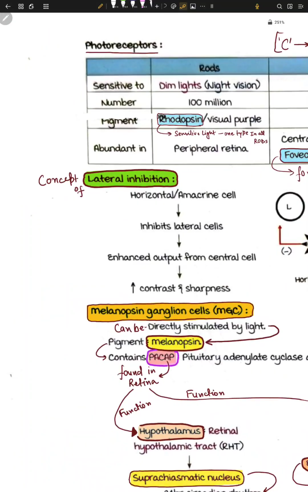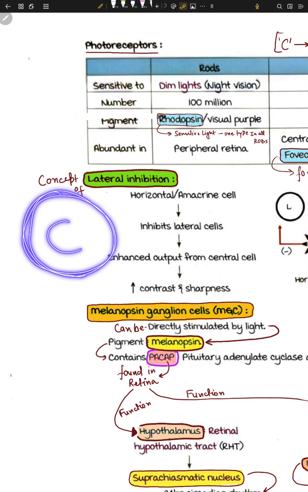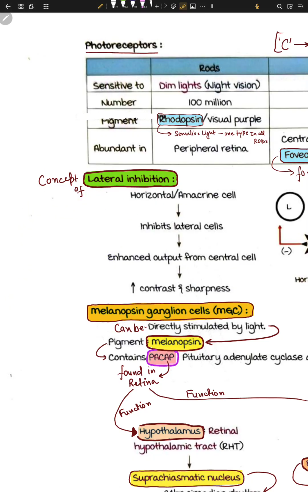We should know the concept of lateral inhibition. Well, lateral inhibition basically says that on the periphery there are cells and in the center there are cells. And we know that the central cells are responsible for details and day vision. So what we can do is inhibit these peripheral or lateral cells so that most of the light is concentrated in the center. That's the concept of lateral inhibition.